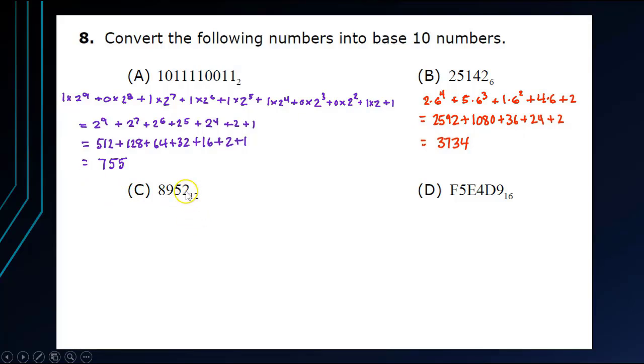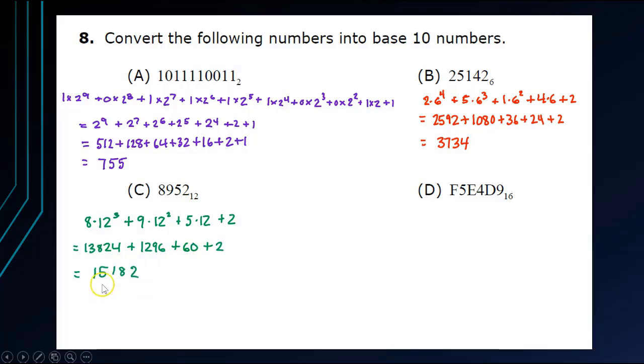Same thing with base 12. This is my units. This is my 12s. This is my 12 squares. This is my 12 cubes. So I have 8 12 cubes, 9 12 squares, 5 12s, and 2 1s. When I multiply these through, I end up getting these numbers. And then when I add those through, I get 15,182.